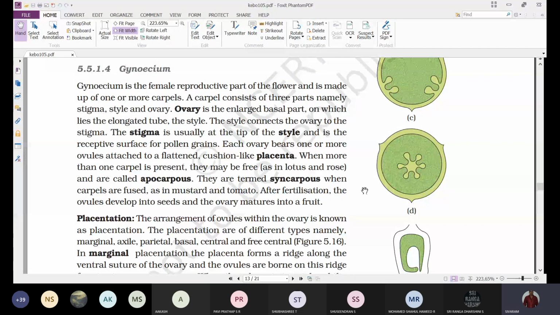When you observe the carpel, a carpel consists of mainly three parts: ovary, style, and stigma. When you observe the ovary, the lower swollen part of the carpel, we call it the ovary. This is the ovary.